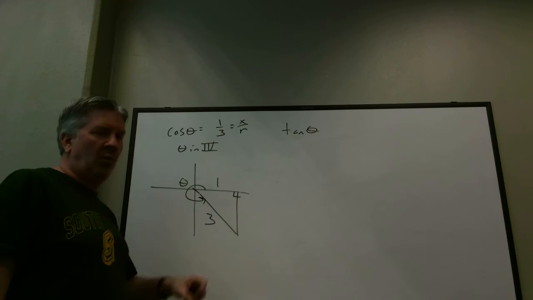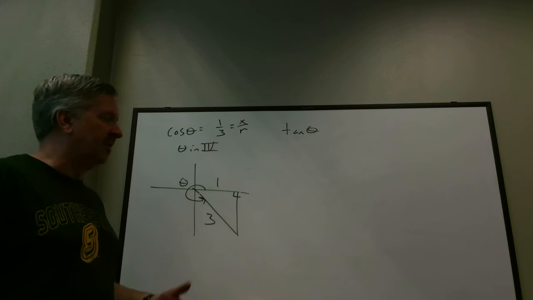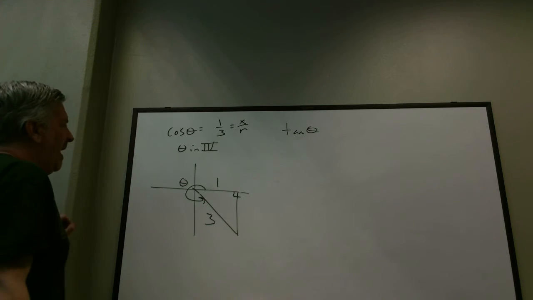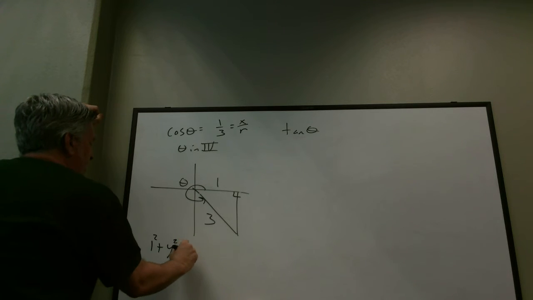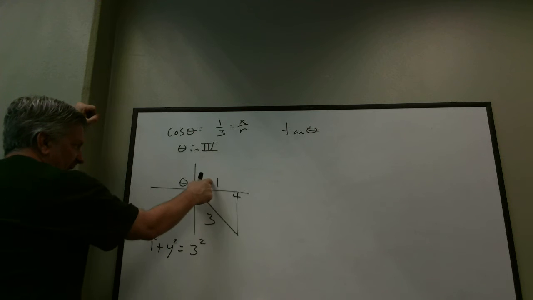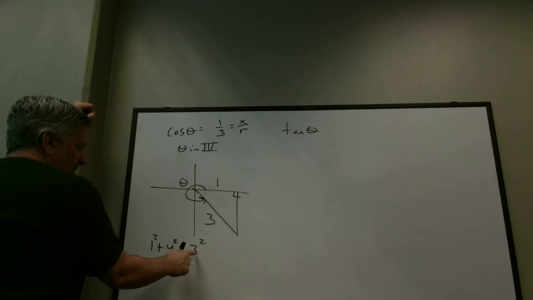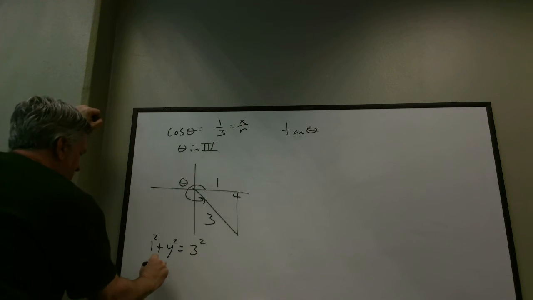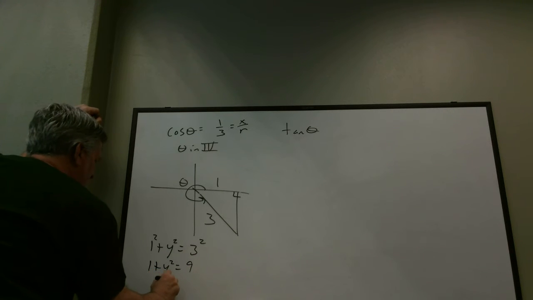Notice here I'm missing y. In the previous problems we did, when they gave us a point, we knew x and y and we didn't know r. So here we know x and r and we don't know y. So we need to figure out what y is. We'll just use the Pythagorean theorem. 1 squared plus y squared is 3 squared. Now be careful: length of leg squared plus length of leg squared is length of hypotenuse squared. So be careful, the order matters here. Make sure the 3 is over here by itself. So I have 1 plus y squared is 9. So y squared is 8.